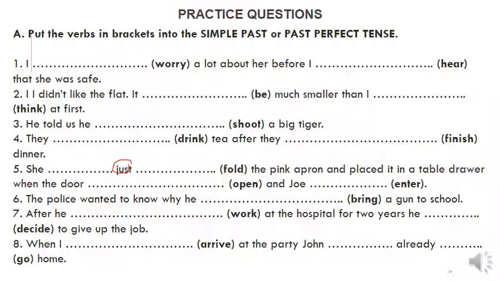The police wanted to know why he had brought a gun to school. This is a cause-effect relationship. After he had worked at the hospital for 2 years, this action happened first, he decided to give up the job. When I arrived at the party, John had already gone home. We have "already" also, which shows the past perfect.